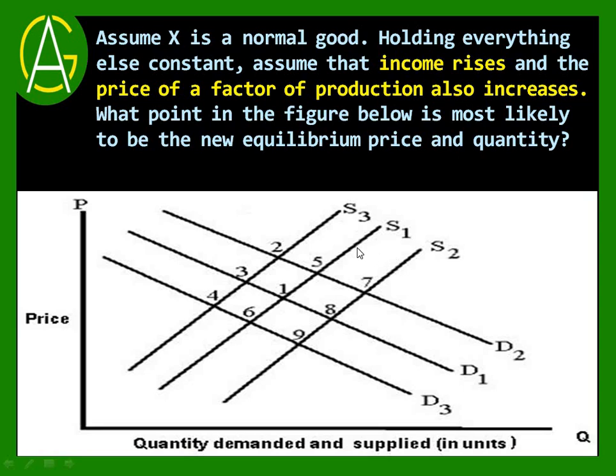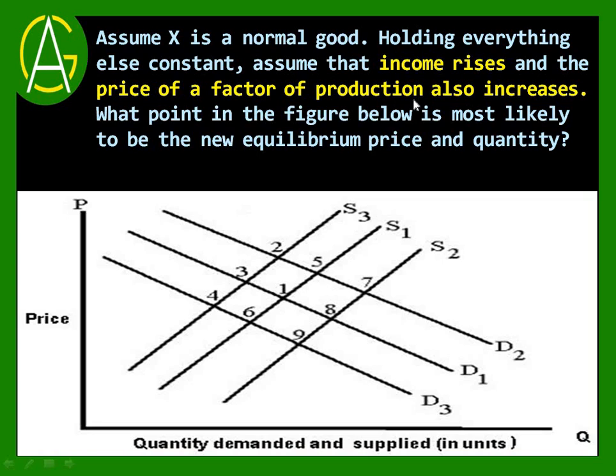When there is a decrease in supply, we will find S3, because the supply curve shifts to the left side. So now let us talk about the question given here. Assume X is a normal good. You know that when a normal good is given, what will be the effect on demand and supply? Holding everything else constant, assume that income rises and the prices of factors of production also increase.